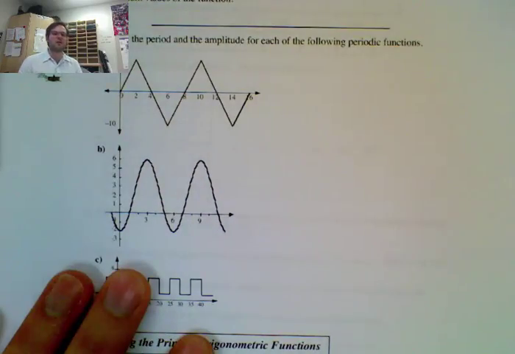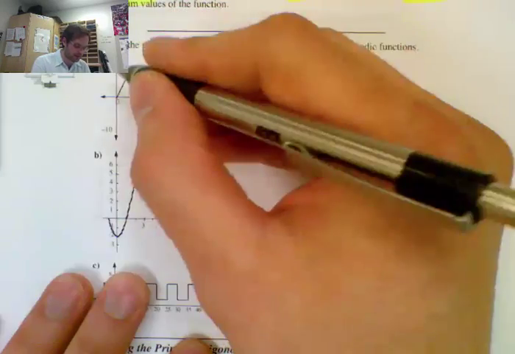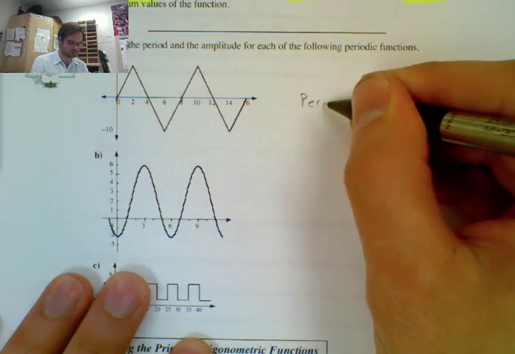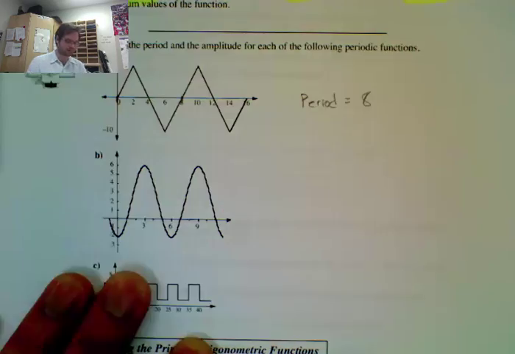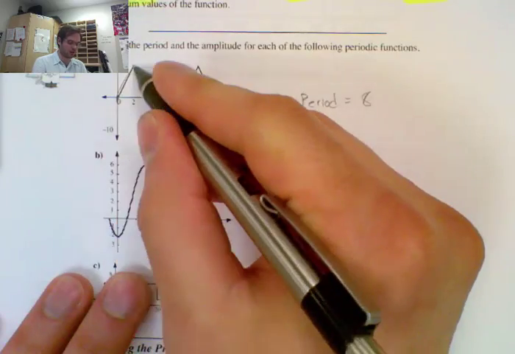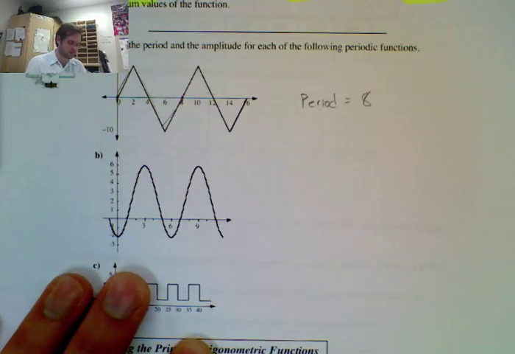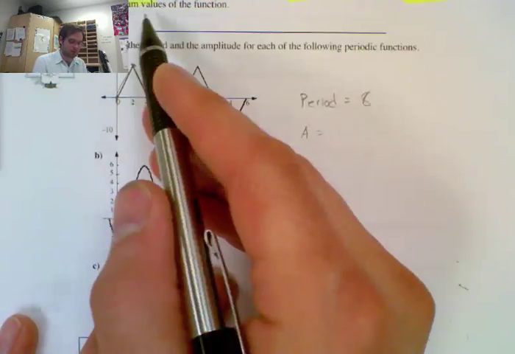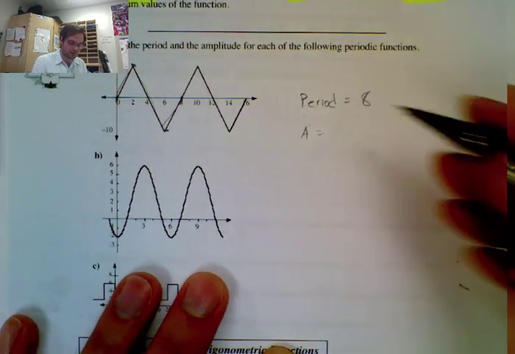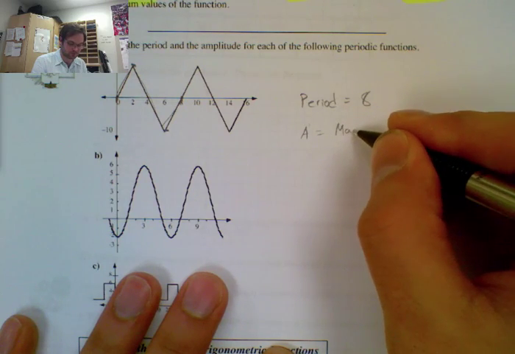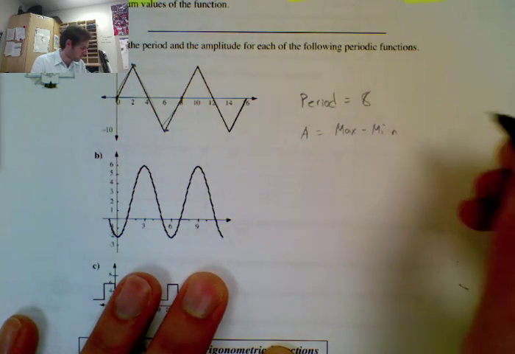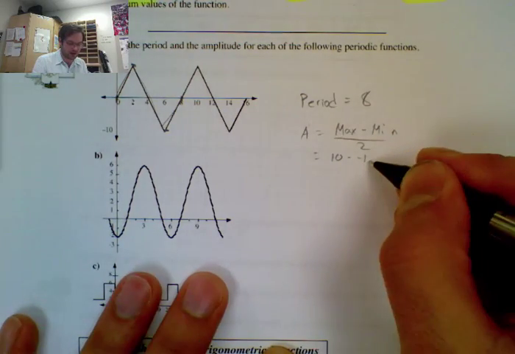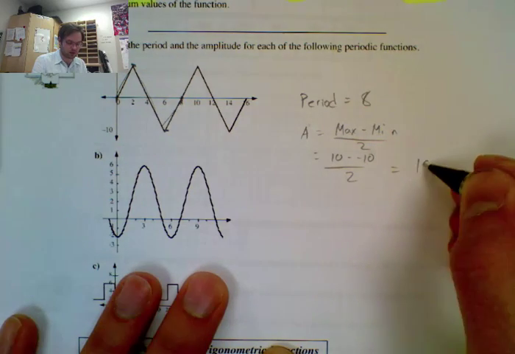So first of all here, the period, we want to know where does it repeat itself. So we go from here to here. So my period is equal to 8, because it takes all the way to here to reset. Okay, so my amplitude, from our definition, is the difference of the maximum and minimum. So I'm going to go max minus min, divided by 2: 10 subtract negative 10, divided by 2, which is going to give me a total of 10.